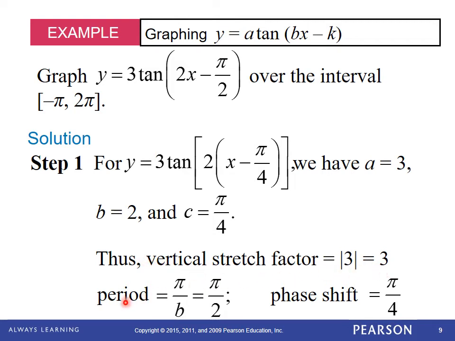The period is going to be pi this time. Instead of 2 pi, it's going to be pi divided by that b value. So pi divided by 2 is pi over 2. And they will also have a phase shift. Again, phase shift is going to be this little piece right here. It's opposite, so it's the negative of negative pi over 4, or pi over 4. Okay, let's see the graph here.